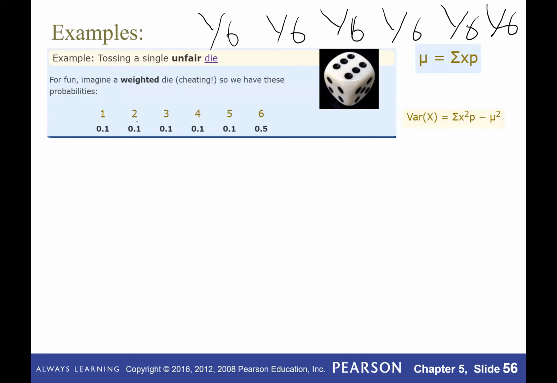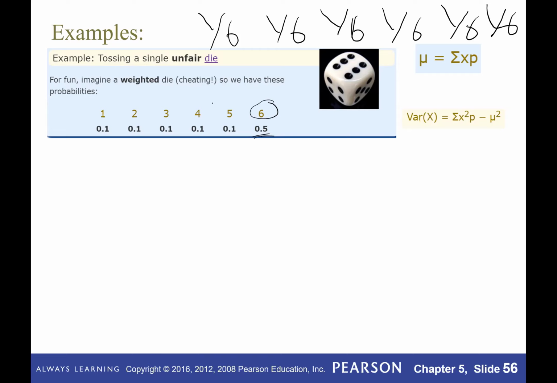Corresponding to 1, this is 0.1. If you roll this die, most of the time you will get 6 because the corresponding probability is 0.5. So that means if you roll this die 10 times, you expect to get 6 about 5 times. And if you roll this die 100 times, you expect to get 6 maybe 50 times, right? Because the probability is 0.5 for 6. So this is an unfair die.